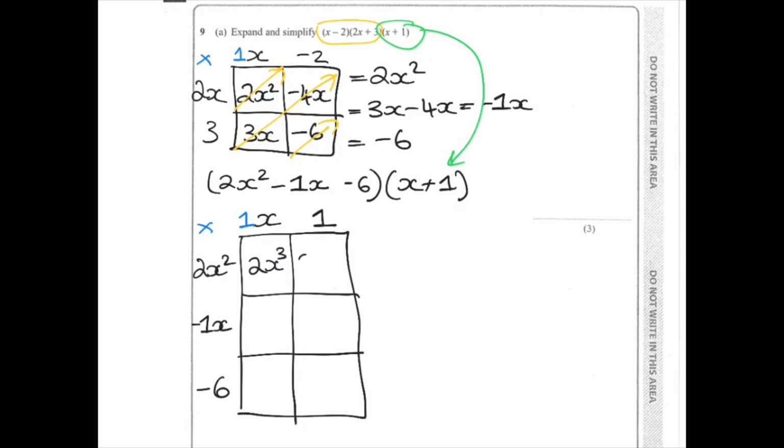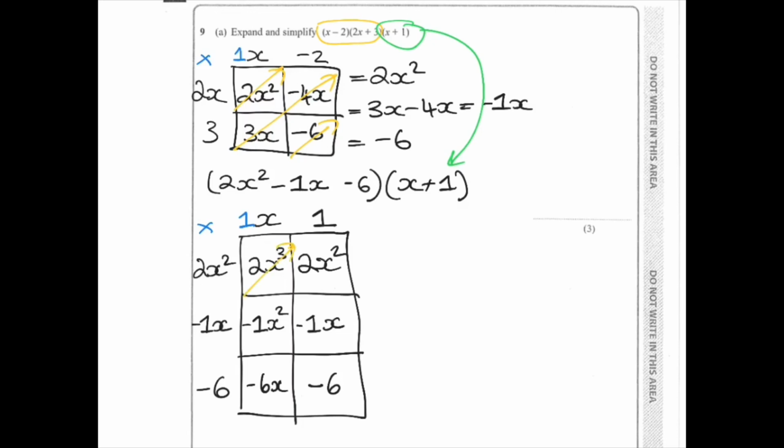2 times 1 is 2x squared. Moving down, I've got minus 1 times 1 is still minus 1. X times x, x squared. Moving across, number times number, minus 1 times 1 again, so still minus 1, and this time just the x. Final row, minus 6 times 1 is minus 6, and there's an x there. And the final one, minus 6 times 1, minus 6.